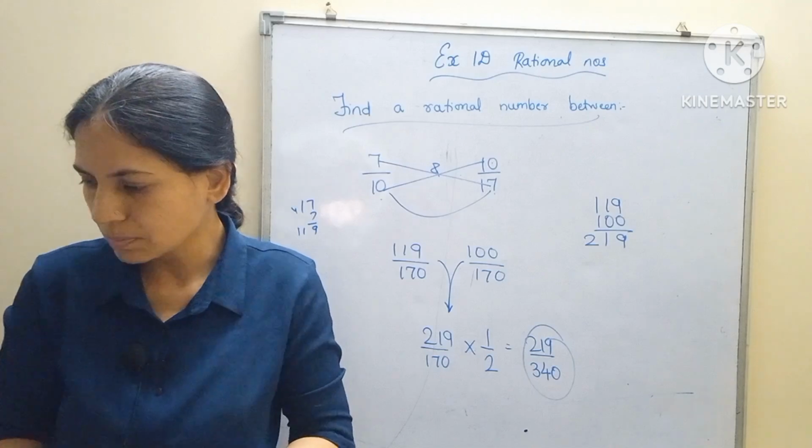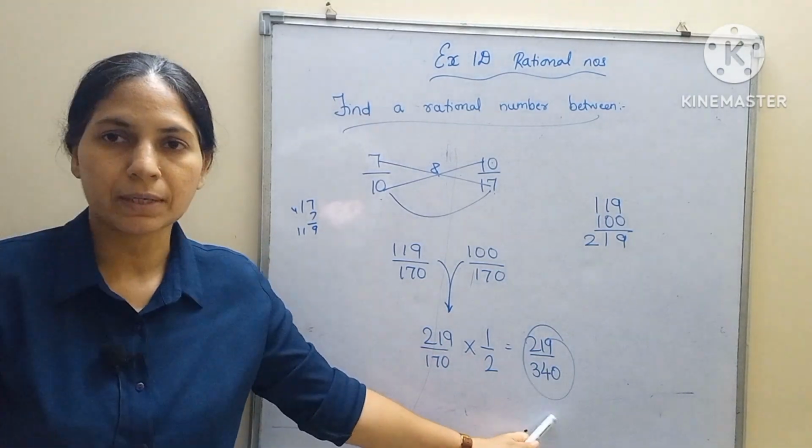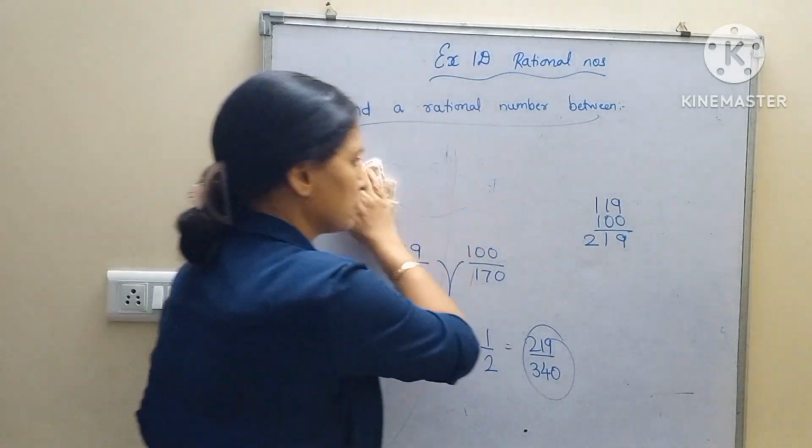Since it is not divisible by any common number, you have to leave it as it is. Let's see how we can do the next sum.